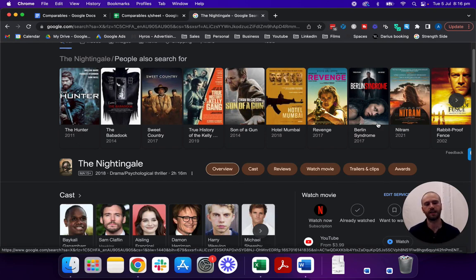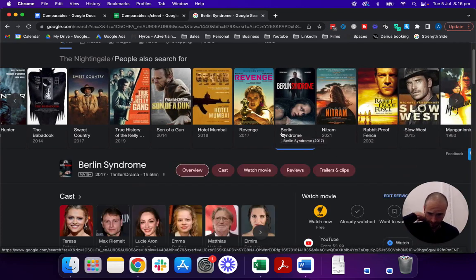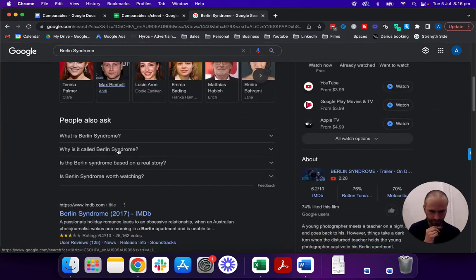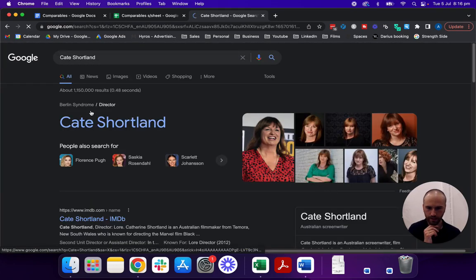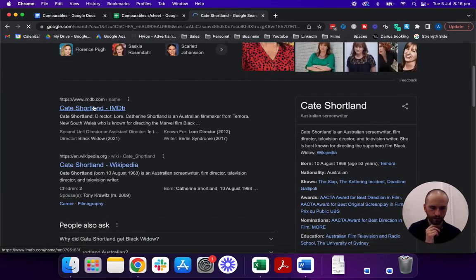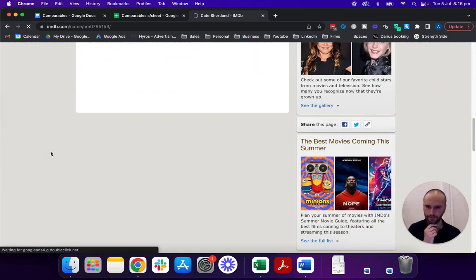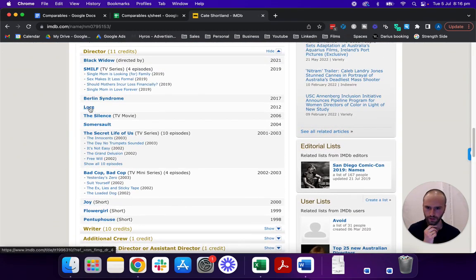So don't be discouraged if you're finding it difficult to find all the comparables, because it can take time. So let's go Berlin Syndrome, because out of these ones, it's 2017, so that's still 5 years. It's a thriller. So it's Kate Shortland, and let's just check which film that was for her. So 1, 2, 3. So third film.